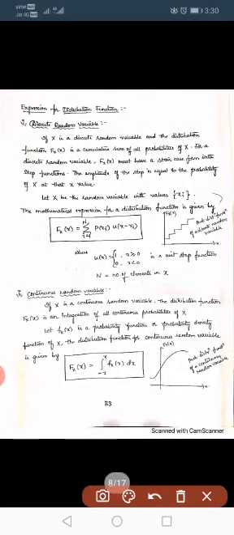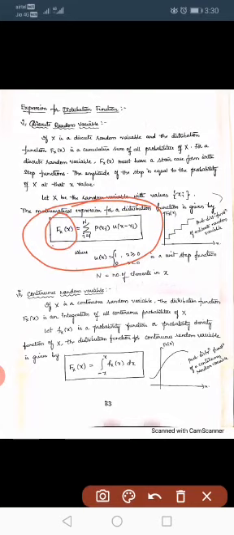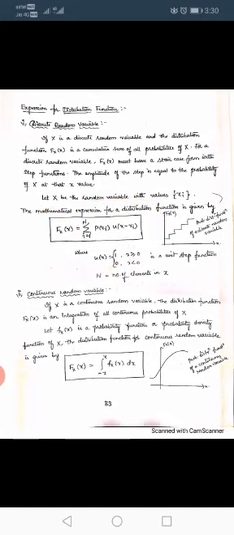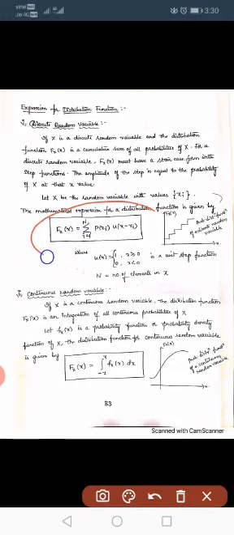So for a discrete random variable, this is the distribution function: capital FX(x) equal to summation i equal to 1 to n of probability of xi into u of x minus xi. This is a unit step signal.